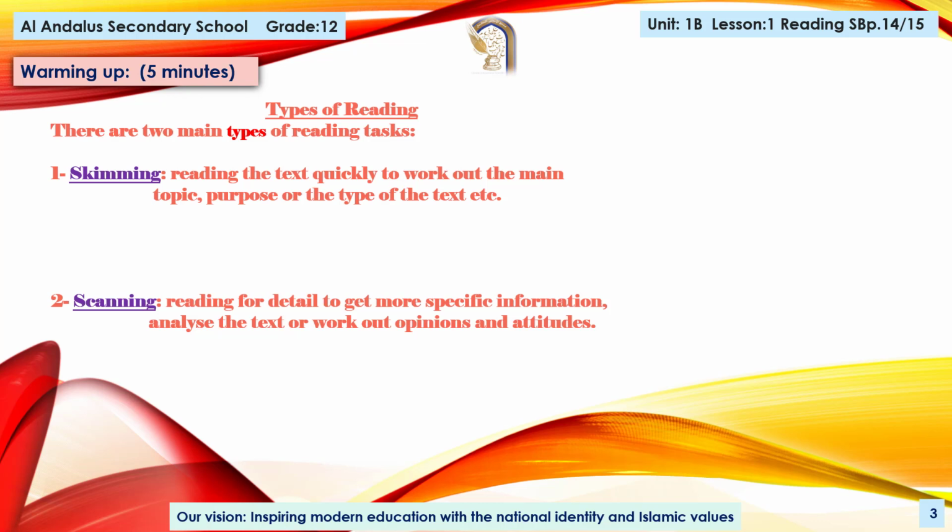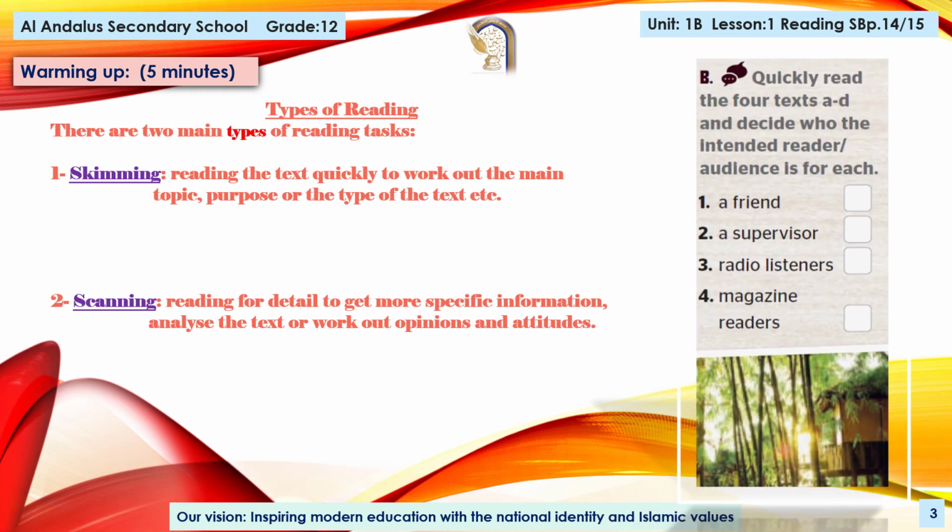Please note that you are asked to give yourself time to read quickly and work out the answers, so you are asked to pause the video and do the task. This is exercise B. Quickly read the four texts A to D and decide who the intended reader or audience is for each. Please pay attention that this is a different task. You are asked to work out who the receiver, who the reader of each text is.